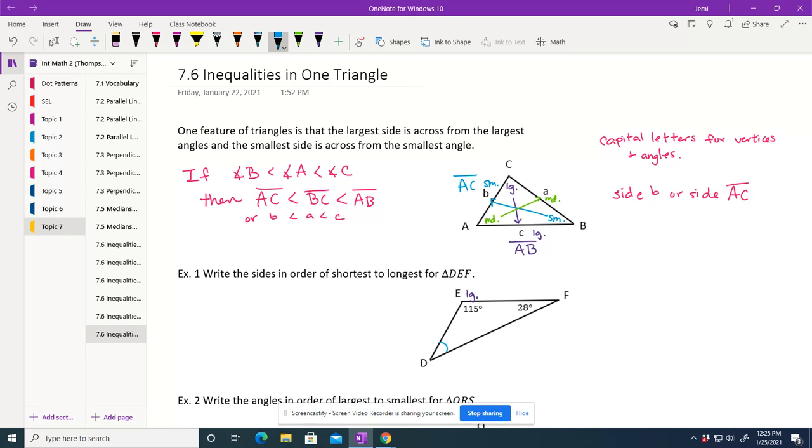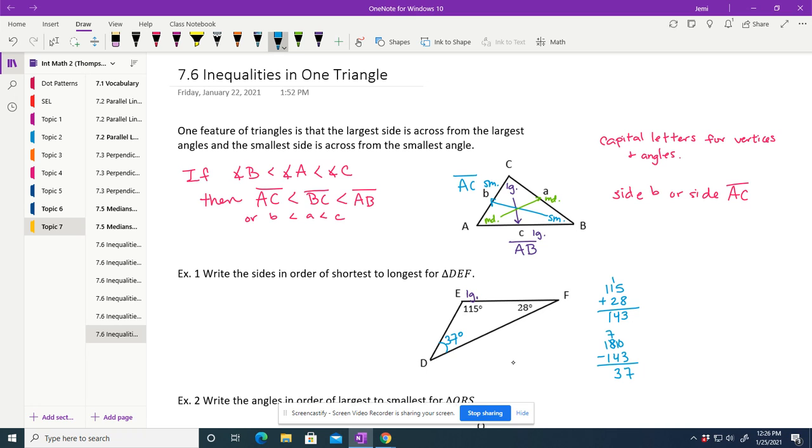So what do we know about the interior angles of a triangle? We have a sum of 180 degrees. So let's figure out how much I'm missing. So 115 plus 28 gives me 143. I subtract 143 from 180, borrow from the 7, and I get 37 degrees. So 37 degrees is going to be the middle one.